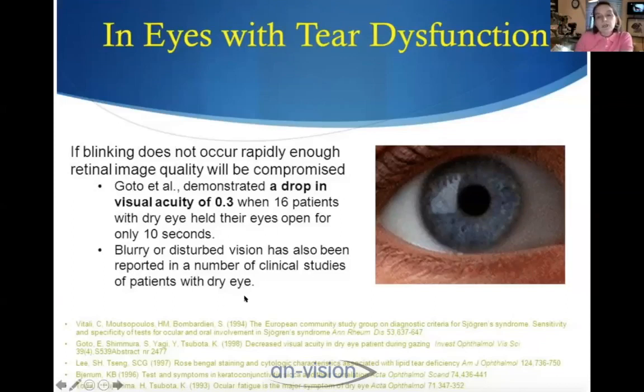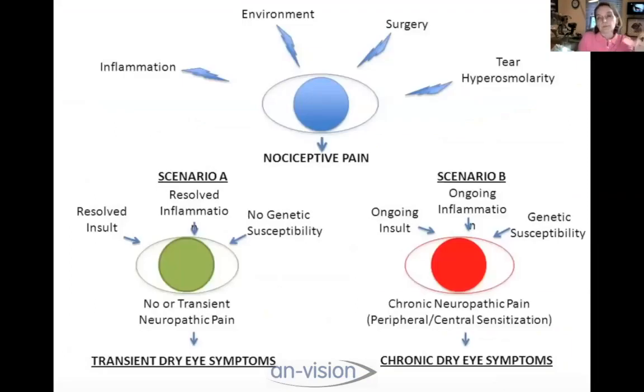There are numerous papers out there showing that if you don't blink enough, or if your tear film isn't good enough, your retinal image quality will be compromised. And look at this number; it's quite dramatic. There is a drop of visual acuity of 0.3 diopters if you hold your eyes open for 10 seconds. So if you hold your eyes open during the seminar, you will be blind at the end. So dry eye causes blurred vision, bad quality of vision, and we should also consider this in our patients.